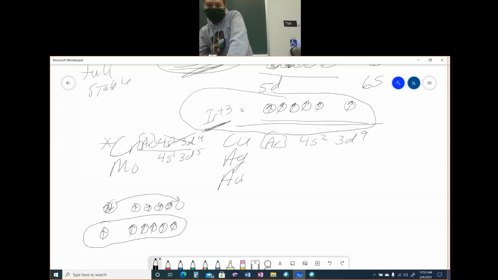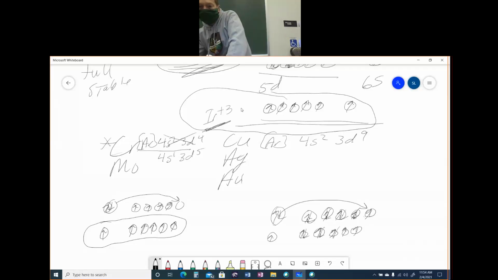And so your 4S and then your 3D. All right, so this one was full and this one was one short of being full. So it's more stable to have a full D than it is to have a full S. And so this electron will go here. There's definitely stability in having a full D subshell. It is an obvious stability factor because it happened to all 3 in that column.